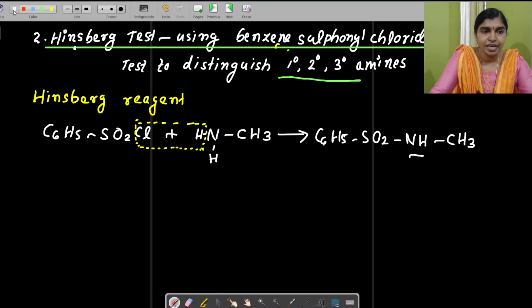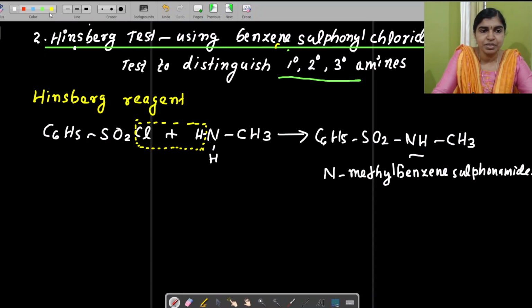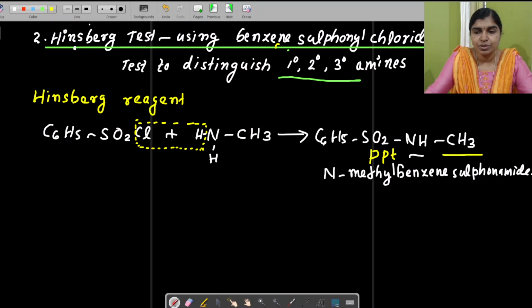So you can write this compound as N-methyl, meaning at nitrogen there is a methyl group, of the benzene sulfonamide. So this is N-methyl benzene sulfonamide. And here it actually forms a precipitate, and the speciality is this precipitate is soluble in alkali.